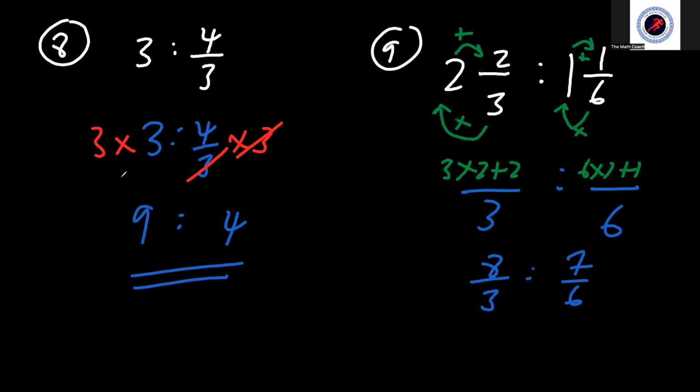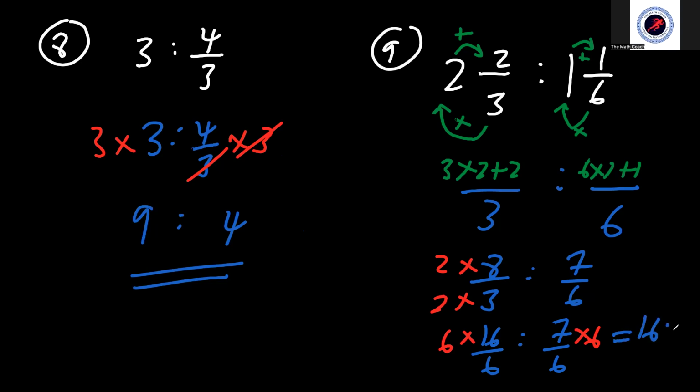Now what do we do? 3 and 6, they're actually very close numbers. So we multiply by 2 to make it 6. Then 8 times 2 is 16 over 6 is to 7 over 6. Then you multiply both sides by 6. And we get the answer as 16 is to 7.